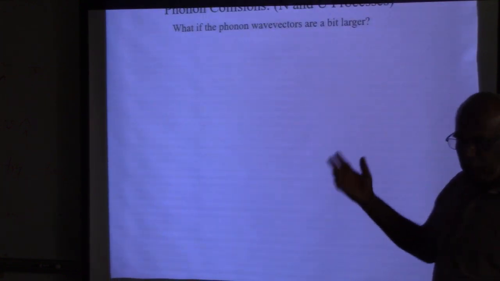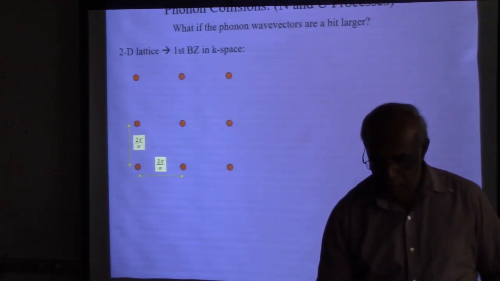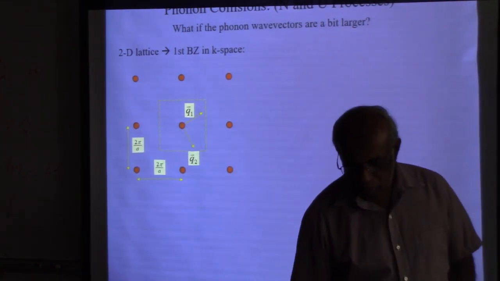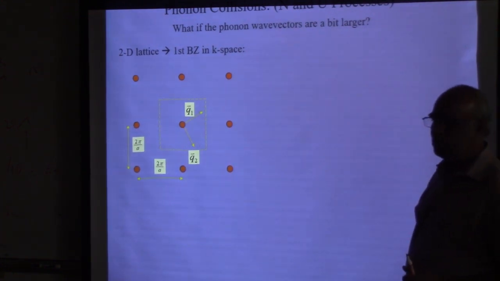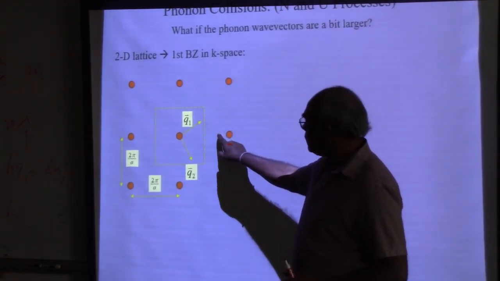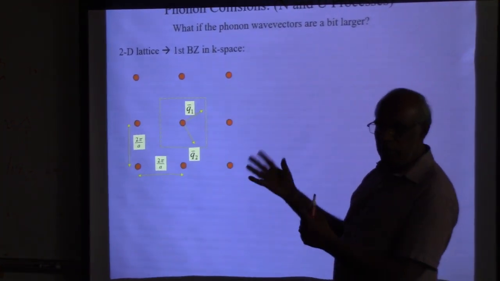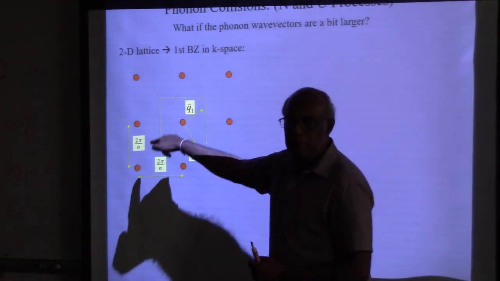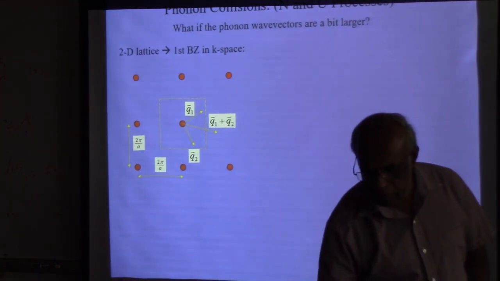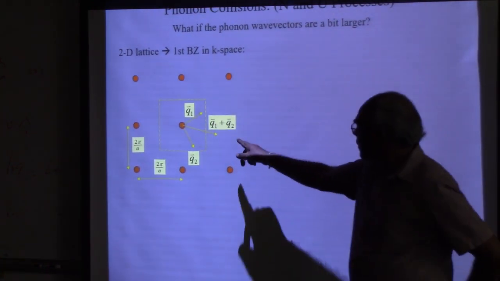But if these wave vectors are much larger. Suppose I have Q1, same thing. I have Q1 like this, then Q2 also large like this. Now, if you add these two, what will happen? Your resulting wave vector will be out of the Brillouin zone, right? So if you join these two, you can see Q3 will be here. So then to have the momentum conservation, we need to flip it by a G vector. So this is Q1 plus Q2, right? You know how to add two vectors, right? So this is still outside the first Brillouin zone.